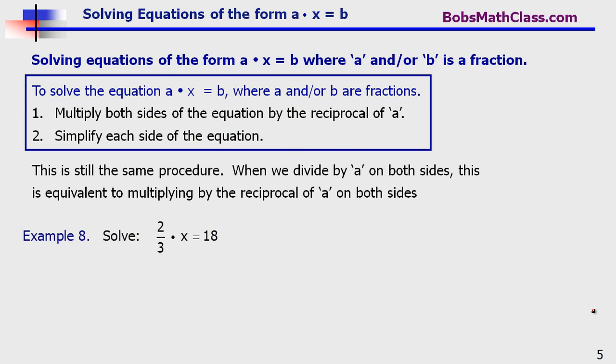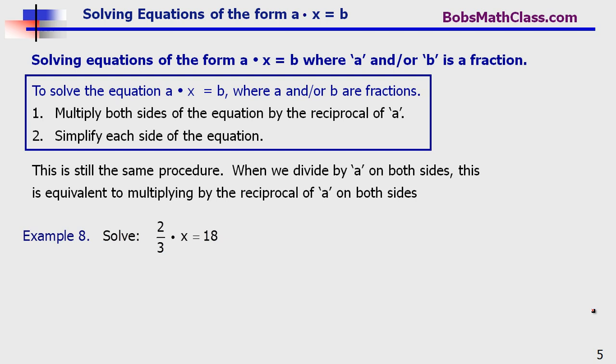Solve an equation of the form a times x equals b, where a and or b is a fraction. So if either side has a fraction, this is our procedure. It's almost the same, it's just a little bit different the way we present it. What we're going to do is multiply both sides of the equation by the reciprocal of a. And then second, simplify each side.